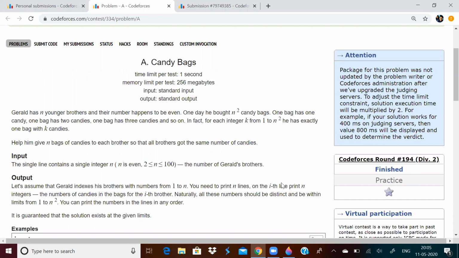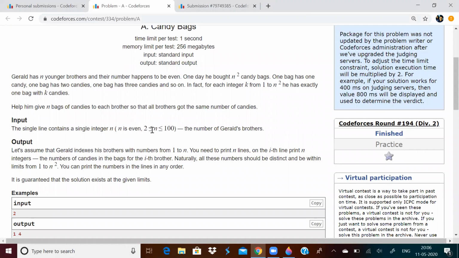Gerald has n younger brothers and their number happens to be even. So n is even. One day he bought n square bags. One bag has one candy, one bag has two candies, one bag has three candies, and so on. So the kth bag has k candies, and you will have all numbers from 1 to n square. You are given n bags and you want to distribute the candies in such a way that all the brothers get the same number of candies. So input is n. Constraint on n is not so tough.